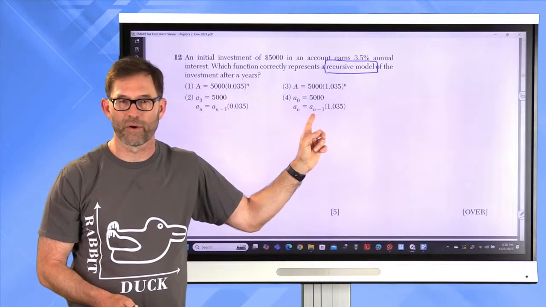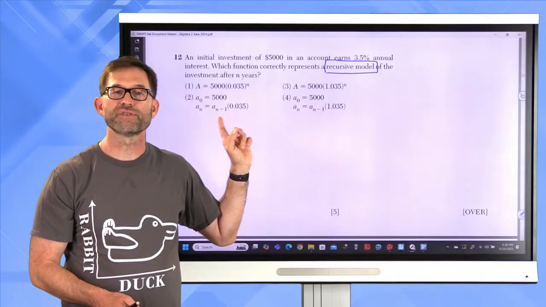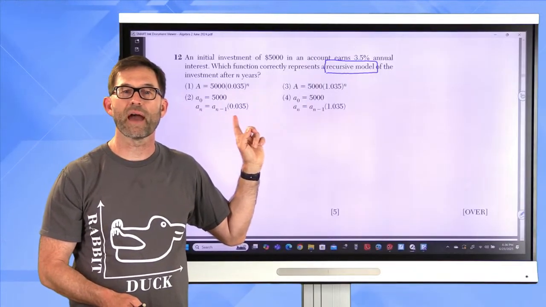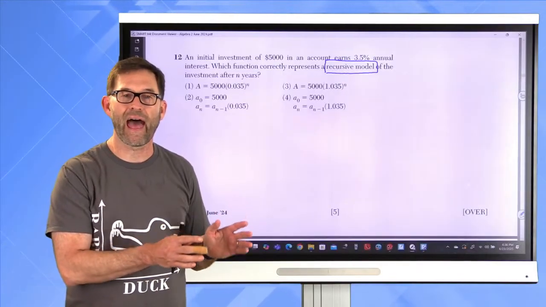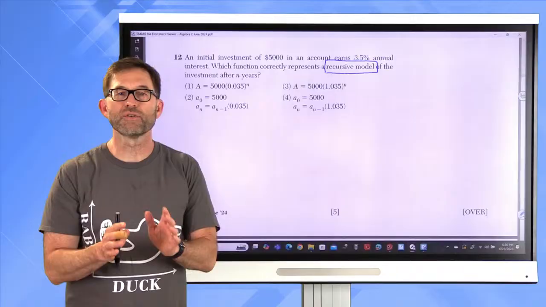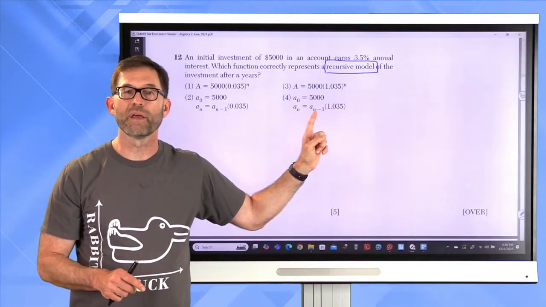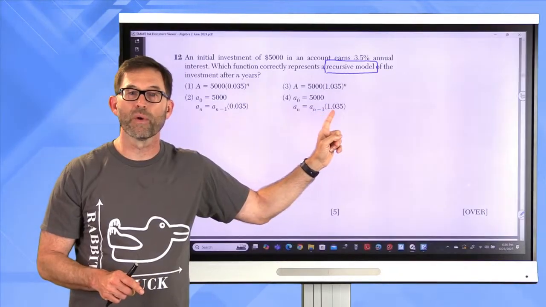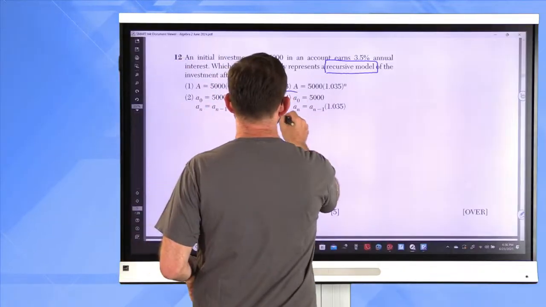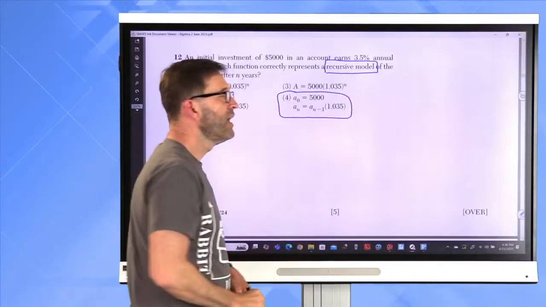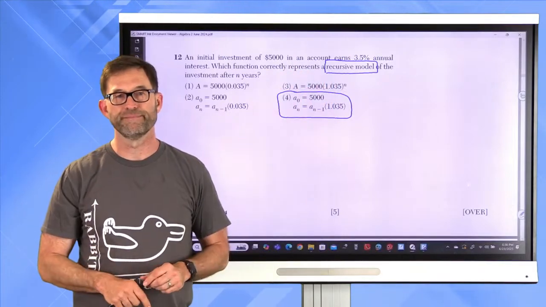And that is our winner, right? It's choice 4 and not choice 2, because choice 2, this expression would just be calculating how much interest I've earned, not how much money I have, right? Just how much interest I've earned. This is how much money I have because I have the 100% I started with plus another 3.5%. So be very, very careful on that, especially if you see something that says a recursive model, all right?